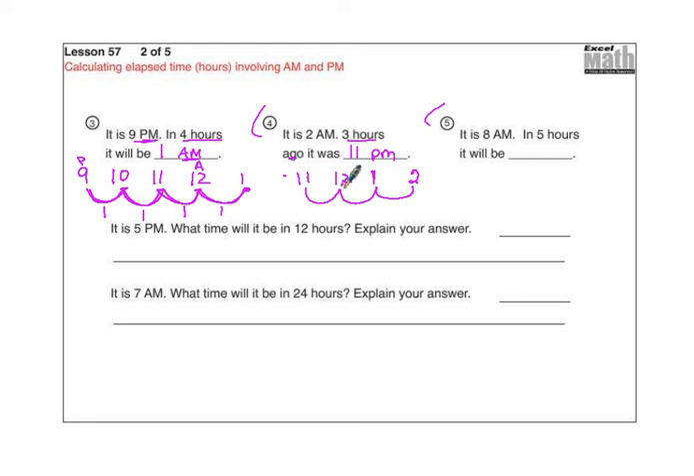It is 8 AM. In 5 hours it will be. You should start here on the left because we're going forward. 5, 1, 2, 3, 4, 5, and that's 9, 10, 11, 12, and 1. The answer is 1 PM because we crossed over the 12 o'clock hour.